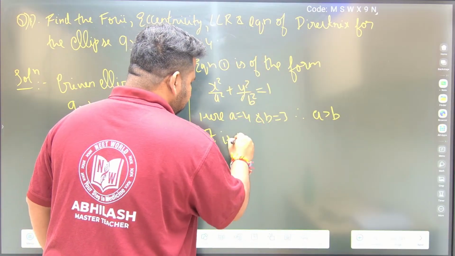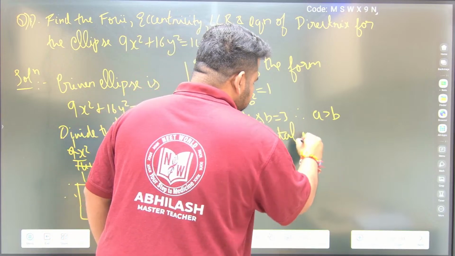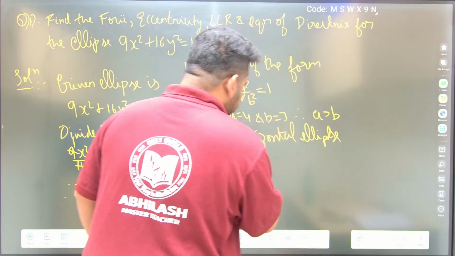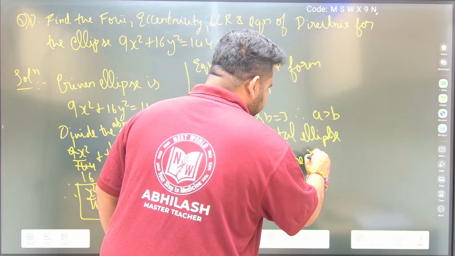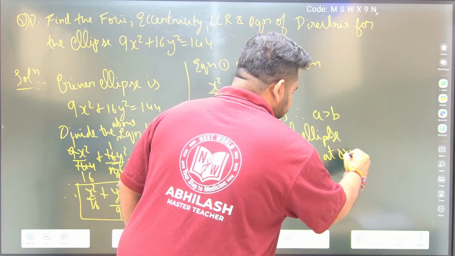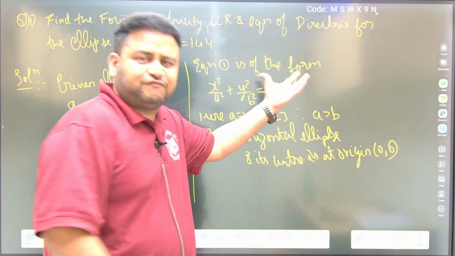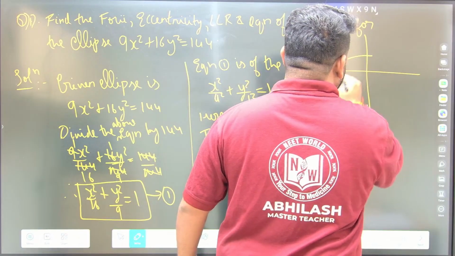It is a horizontal ellipse, and its center is at the origin, 0, 0. Now again draw a rough figure of the ellipse. Let us draw the rough figure of the ellipse here. Okay, this will be the ellipse.